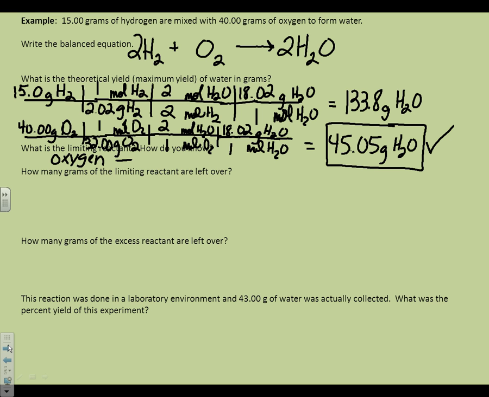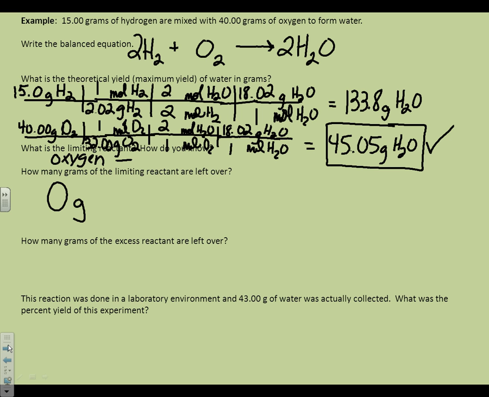So how many grams of our limiting reactant are going to be left over? If it's limiting, it means it runs out, so that answer is always 0. We're always going to use all of our limiting reactant, always and forever. But how many grams of the excess reactant are left over? How do we do that?